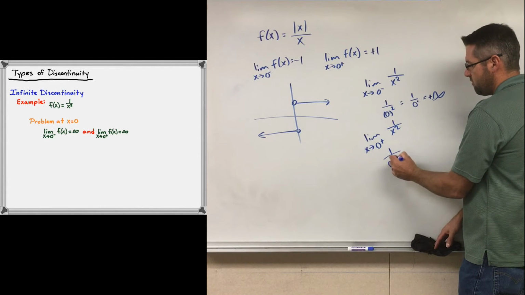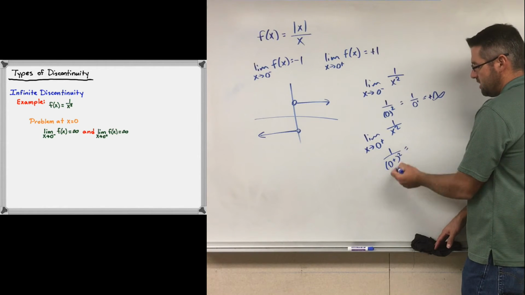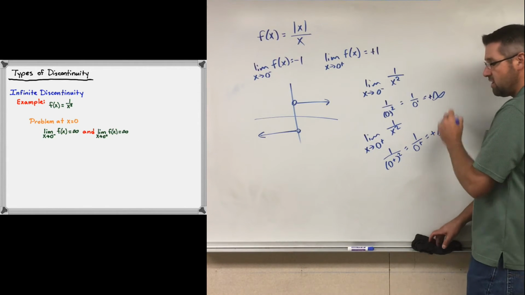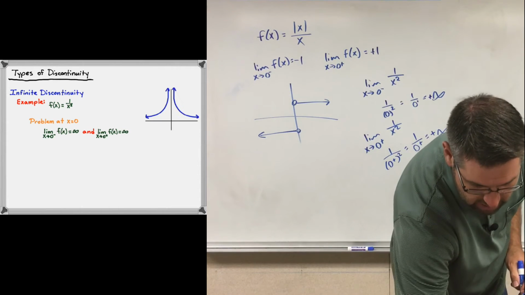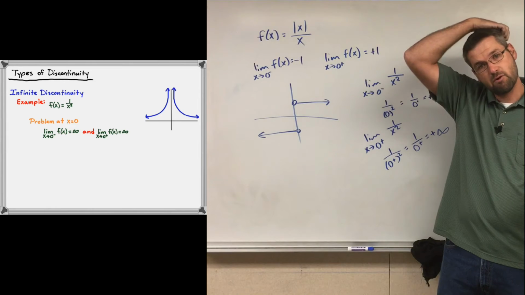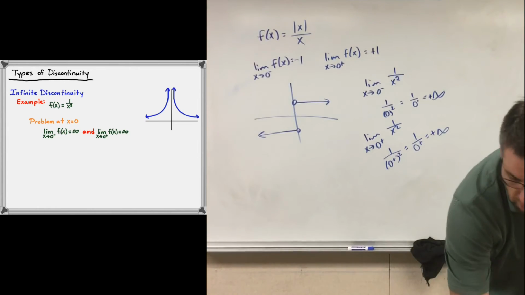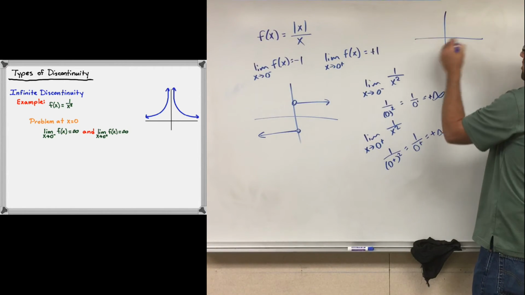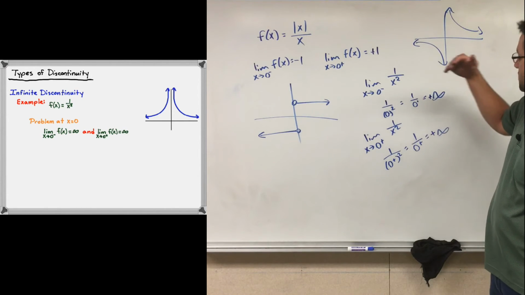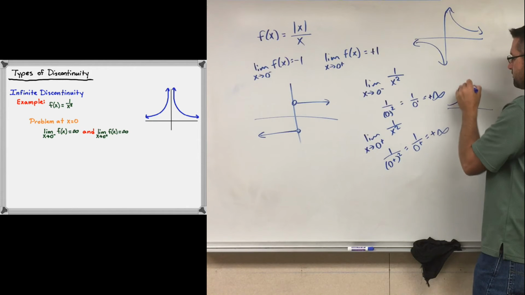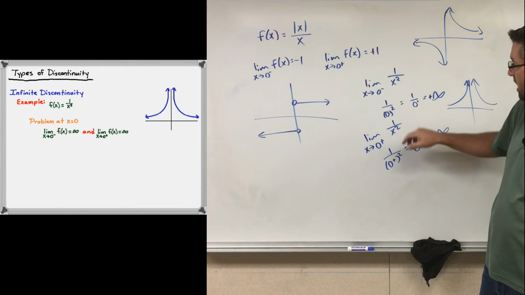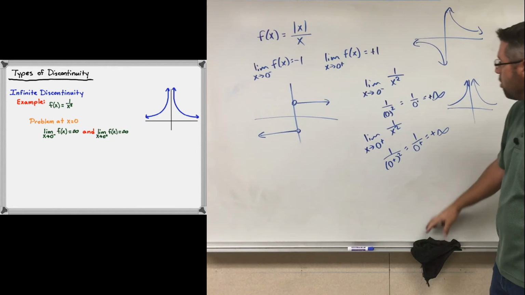So 1 over 0 from the right equals, and then I square that, that becomes 0 from the right, and then that ends up being positive infinity again. Okay? So we look at this kind of graph where it goes up on both sides, right? The vertical asymptote, a lot of times we see it like this, right? The reason this one is going up on both sides is because of the square. It's making the bottom a positive no matter what.